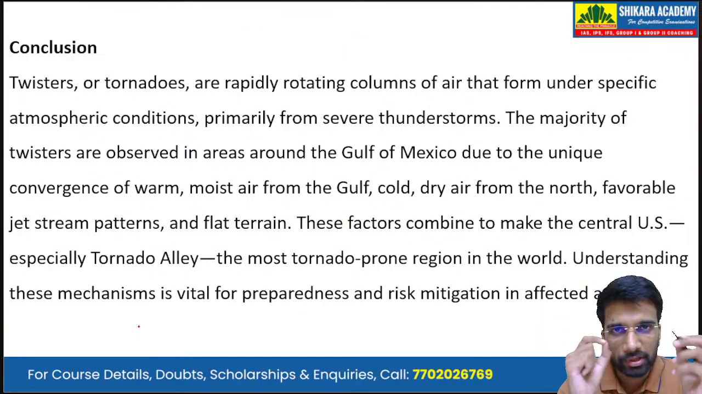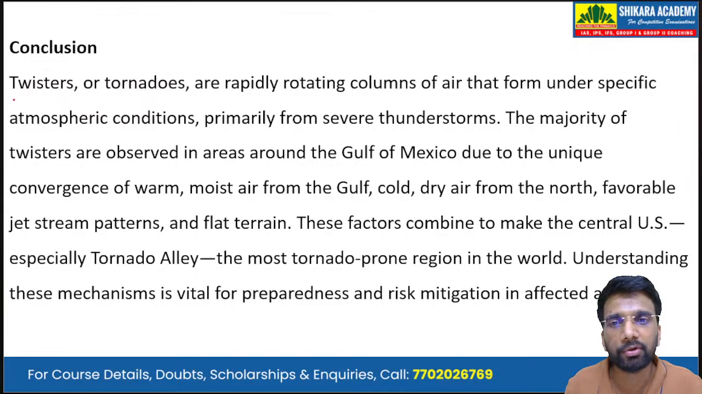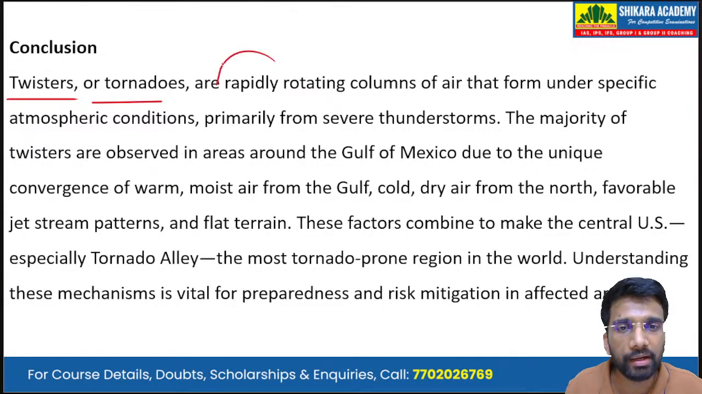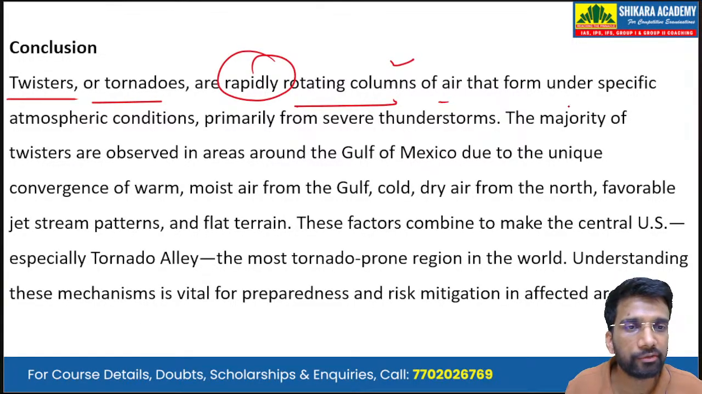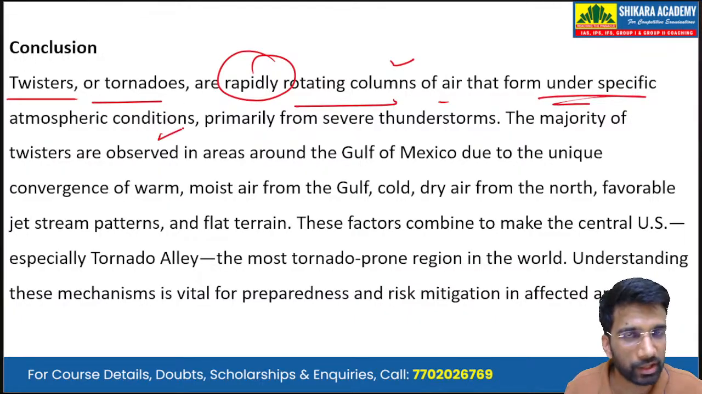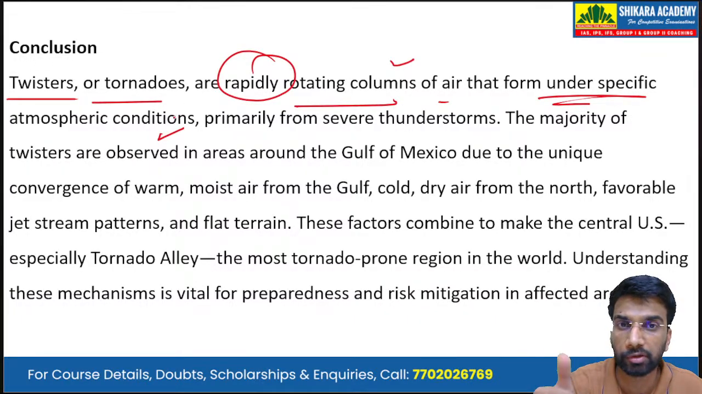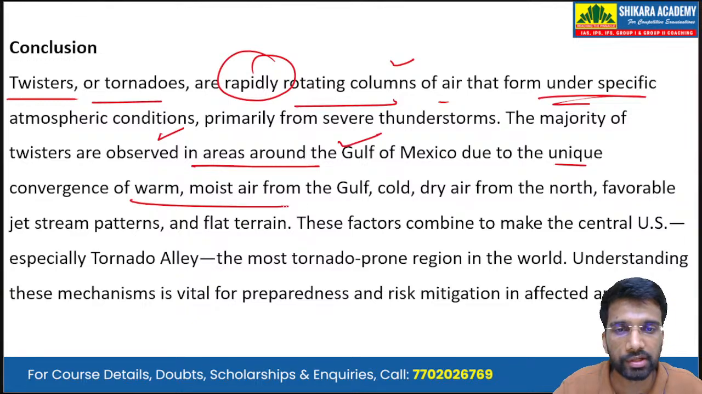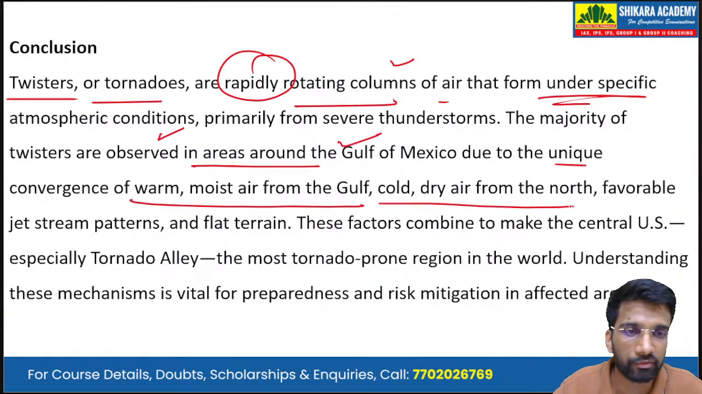Now, in conclusion, we will be summarizing the answer. So, we'll write that twisters or tornadoes are rapidly rotating columns of air that form under specific atmospheric conditions. Now, what are the specific atmospheric conditions? The majority of twisters are observed in areas around the Gulf of Mexico due to the unique convergence of warm, moist air from the Gulf and cold, dry air from the north.